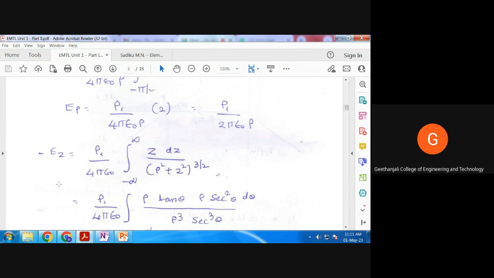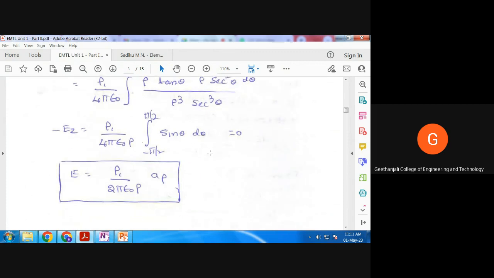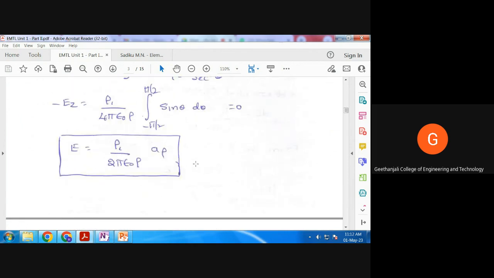On the same lines, if you find out the total Z component, you can see that the total Z component is becoming 0. So the total electric field is given by rho L by 2 pi epsilon naught rho A rho.